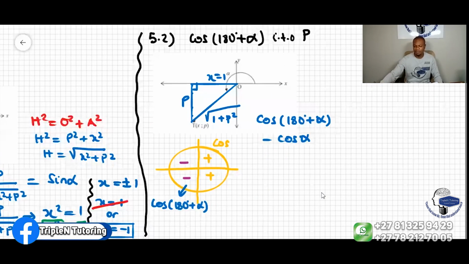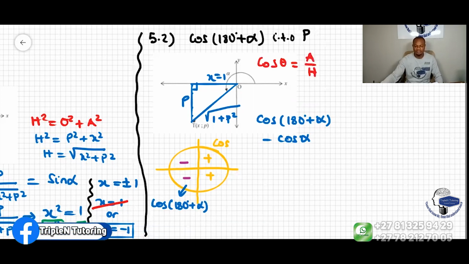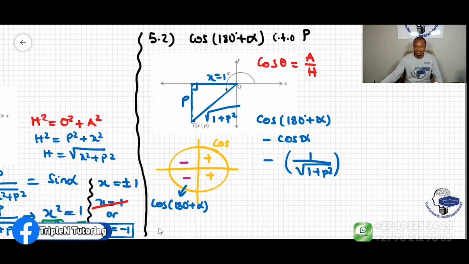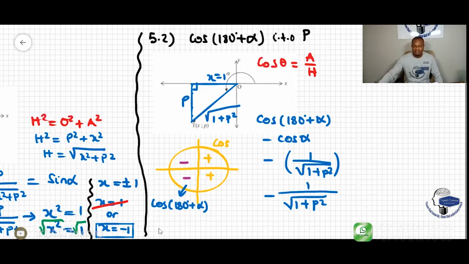Now we're going to work out cos. What do we know about cos? Cos of theta is equivalent to adjacent over hypotenuse. This is the formula. So the adjacent side is here 1, and the hypotenuse is that. So this can be reduced by saying negative, adjacent is 1 over the hypotenuse, the square root of 1 plus p squared. So we can just remove the bracket. That makes 1 over the square root of 1 plus p squared.